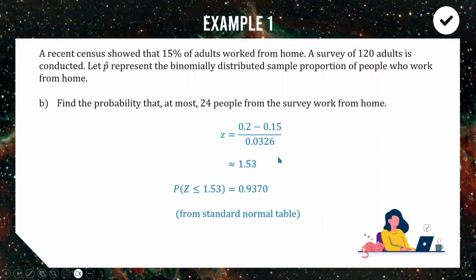And hopefully what you can see is that it's going to say 9370 after the decimal point. This means that the probability of having a z-score less than or equal to 1.53 is 93.7%. So that's equivalent to the proportion of our working from home being 20% or less.